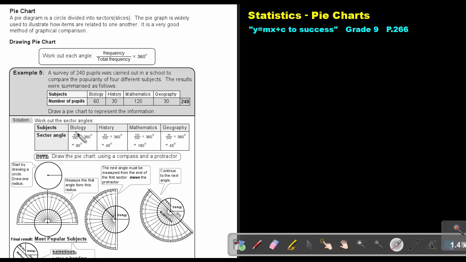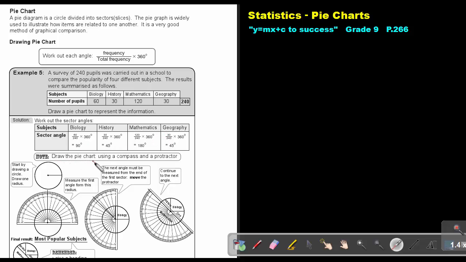So every time divide by the total 240 and multiply by 360. Divide by 240, multiply by 360. 120 divided by 240, multiply by 360. 30 divided by 240, multiply by 360. Now, if there are no decimal places, you can add that up and it will give you a total of 360 degrees. If you were approximating and there are decimal places, be careful, it can add up to approximately 360, say 359.8 or something, just due to the approximation.